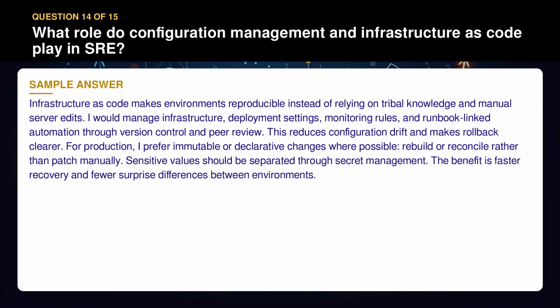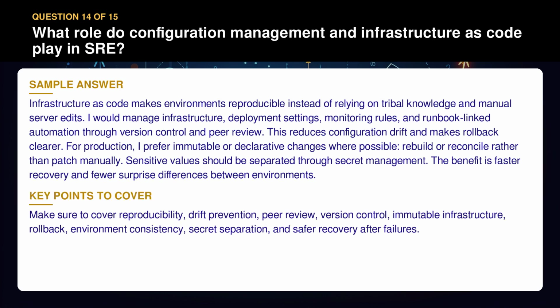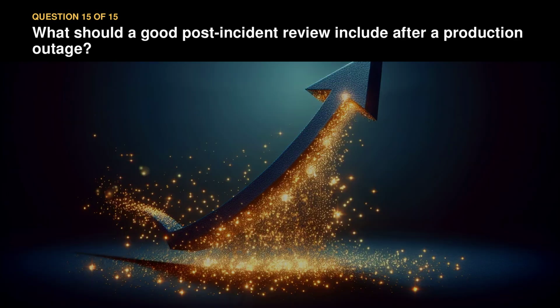Rebuild or reconcile rather than patch manually. Sensitive values should be separated through secret management. The benefit is faster recovery and fewer surprise differences between environments. Make sure to cover reproducibility, drift prevention, peer review, version control, immutable infrastructure, rollback, environment consistency, secret separation, and safer recovery after failures.